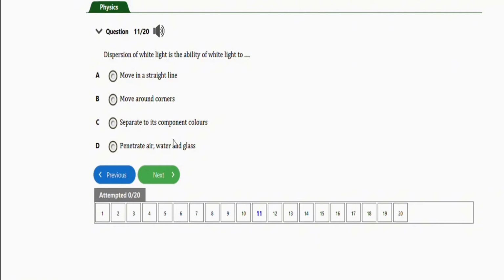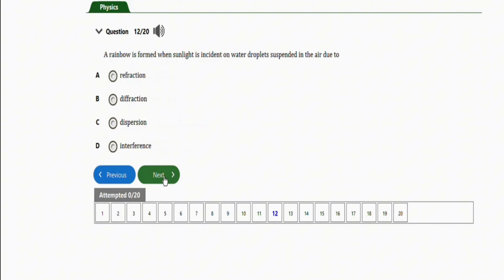The correct option is option C, which is separate to its component colors. Okay, next repeated question will be this one. It says, a rainbow is formed when sunlight is incident on water droplets suspended in the air due to... I think we have answered this question before. The correct option is option C here, which is dispersion.